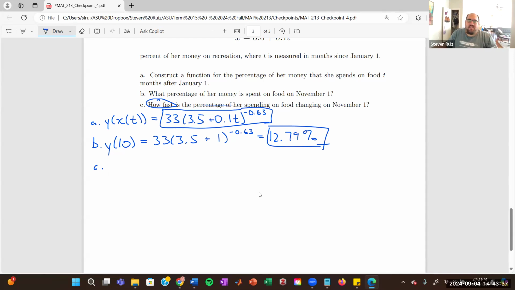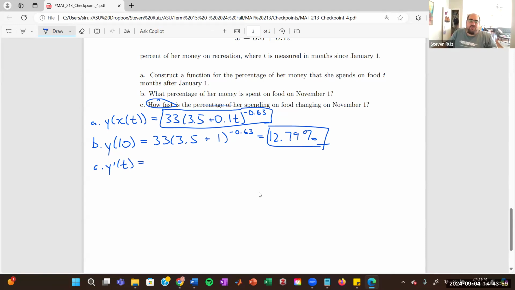I'm not asking what the percentage of her money that she spends is. I'm asking for how that percentage is changing. Is it going up? Is it going down? And how significantly. So now what I really want is y prime of t. So now I'm going to have to take a derivative of that function that I made in part A.